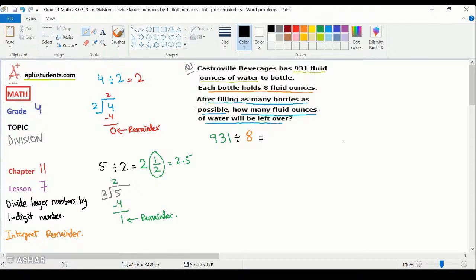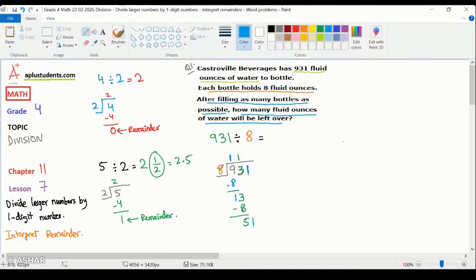So 931 is to be divided by 8. Can we say 1 times 8 is 8? 9 minus 8 is 1. We bring down the 3. 8 times 1 is 8, 8 times 2 is 16. We divide by 1, we get an 8. We are left with 5. 13 minus 8 was 5. We bring down the 1.